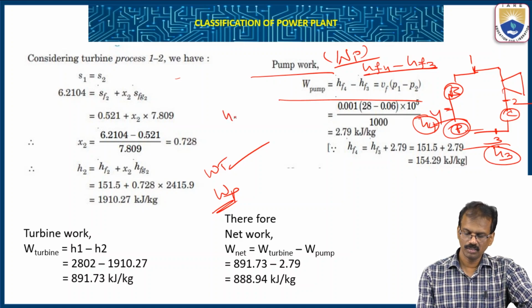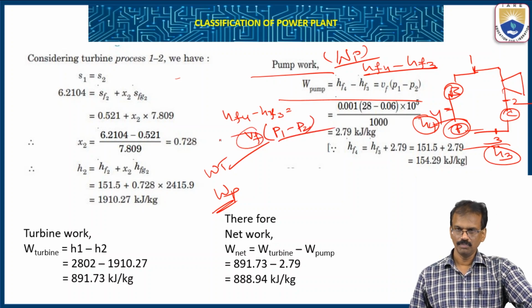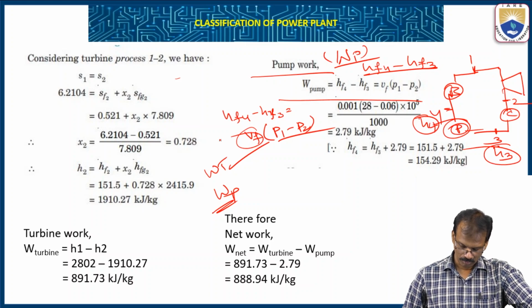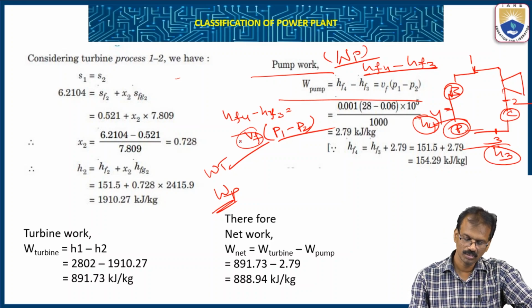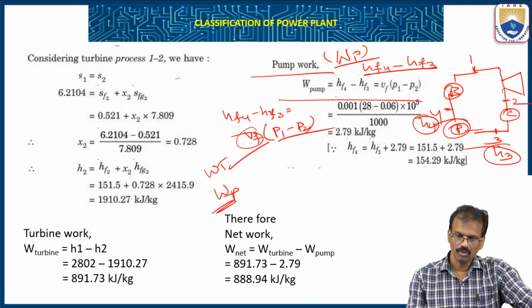HF4 minus HF3 is nothing but the volume of the fluid into the pressure difference P1 minus P2. You know that. The volume you know based upon the steam table. According to the steam table, we got this fluid volume, and the pressures are also already given in the numerical, pressure at point 1.